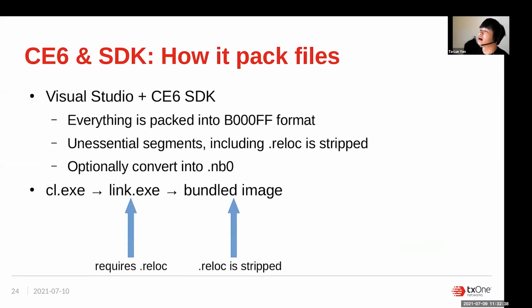And we should talk about how a CE6 image is bundled. In CE6, when an image is built with Visual Studio, any unessential segments from the binary are stripped just before it's bundled into the image, as the image builder has already figured out a proper address layout, and a relocation directory is no longer needed at that point. However, in a step before bundling, linking happens, and we need a relocation directory to link it against other libraries.